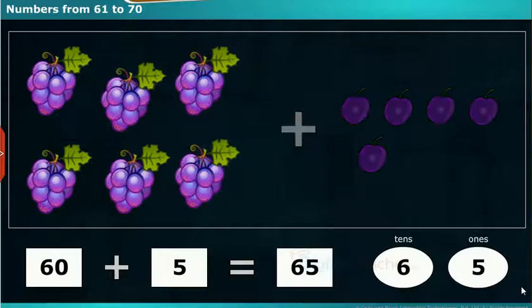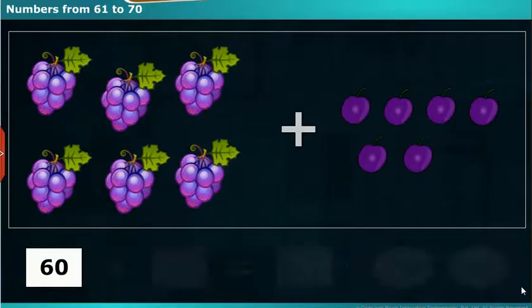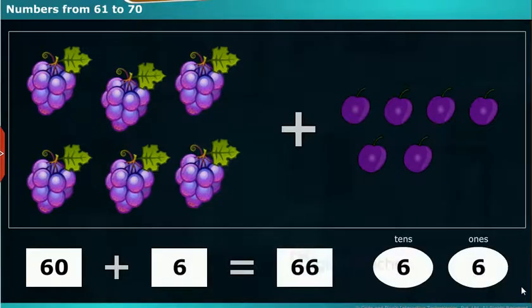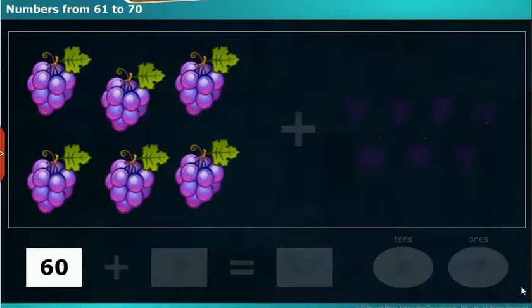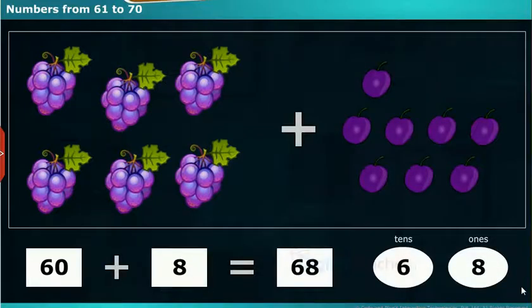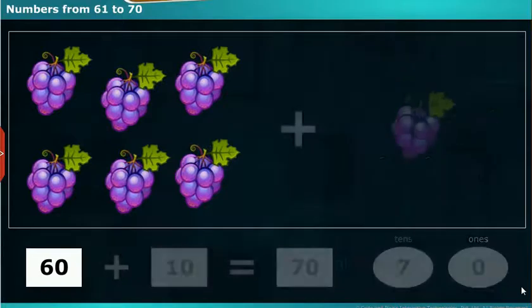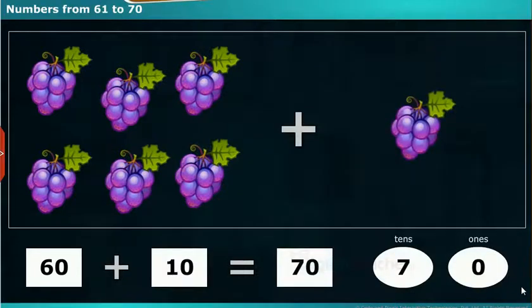Likewise, he ate one more grape. So, 60 plus 6 is equal to 66. Total is equal to 66 grapes. 60 plus 7 is equal to 67. Total 67 grapes. 60 plus 8 is equal to 68. Total 68 grapes. 60 plus 9 is equal to 69. Total 69 grapes. 60 plus 10 is equal to 70. Total is equal to 70 grapes.